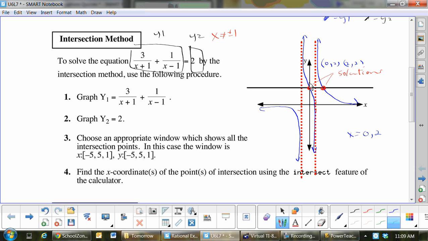Anybody know what these imaginary lines are called? They're non-permissibles when they are in the equation. They are called asymptotes when they are in graph form.